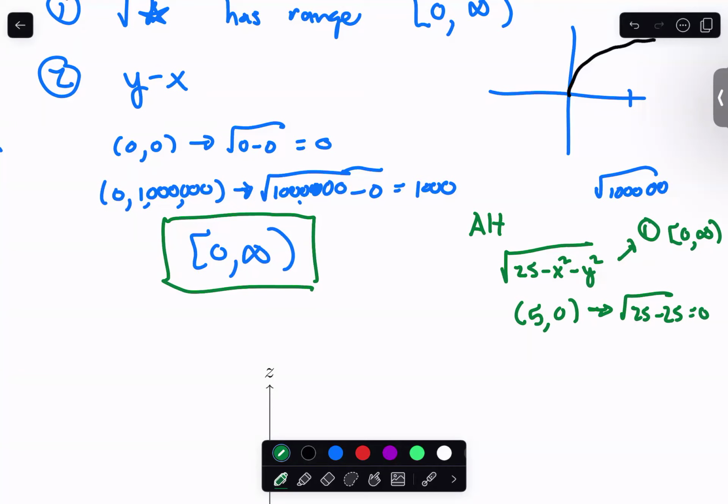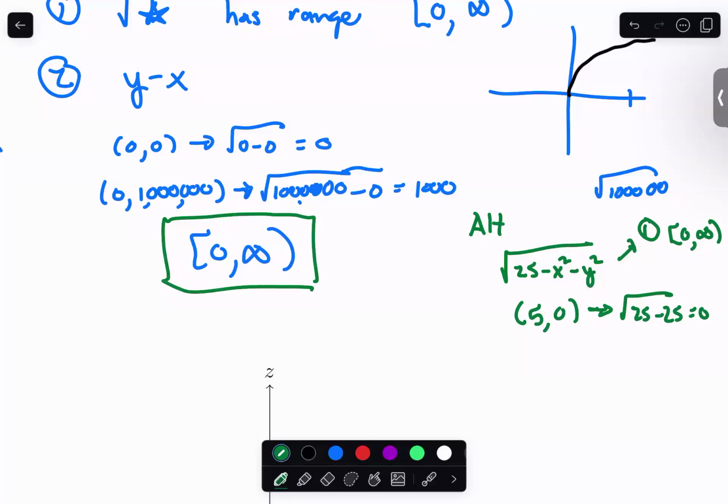But my claim is no matter how hard you try, you cannot get 1,000 in this case. Last time I had to plug in y equals 1,000,000 and x was 0, and I could get very big numbers. What's the biggest number you could ever input into the square root here? Anyone see that? So that would be the biggest output.